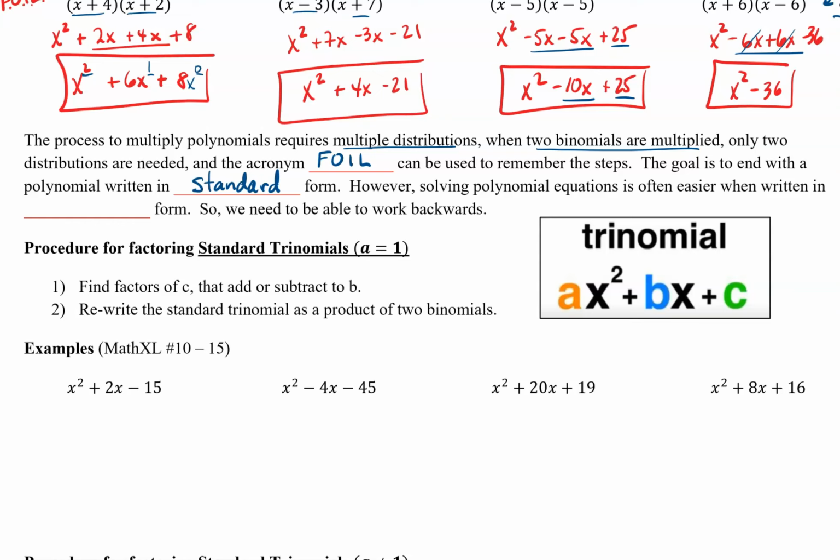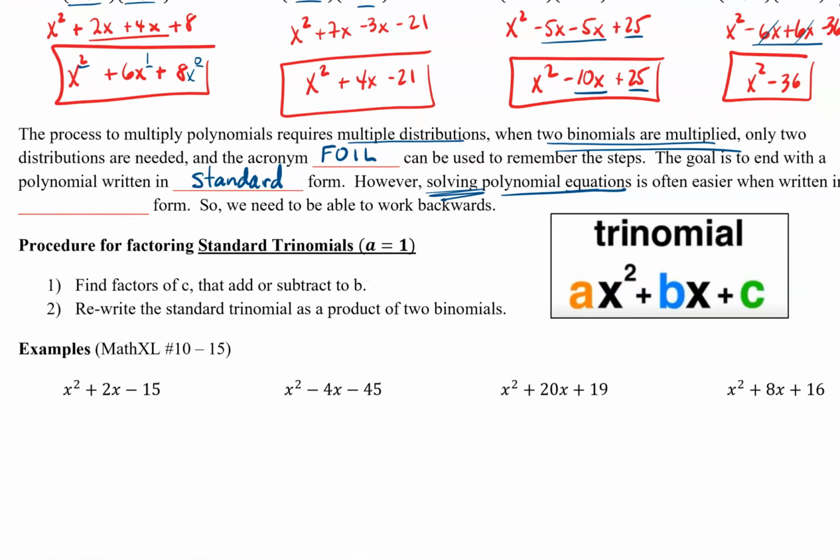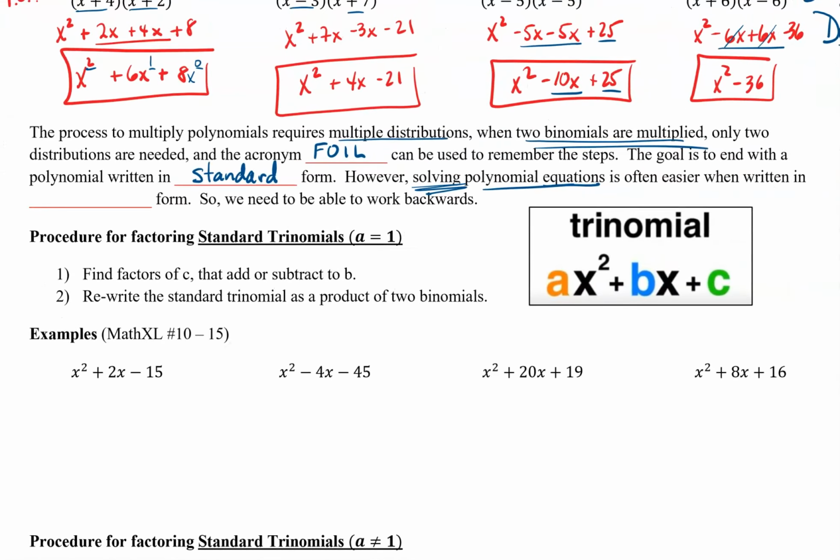Now, solving polynomial equations is a little bit different than just distributing and multiplying binomials together. When we multiply binomials together, that's an act of simplifying. Here, if we're actually solving an equation, a lot of times we actually want the answer in factored form.